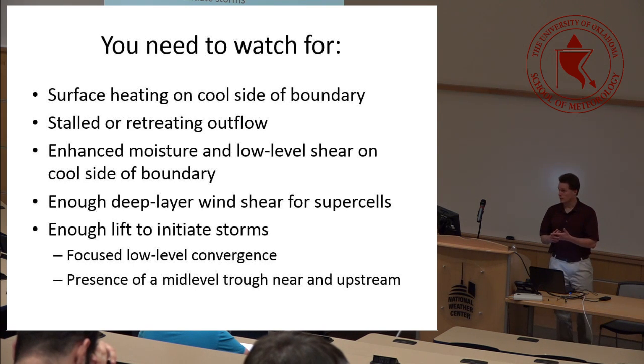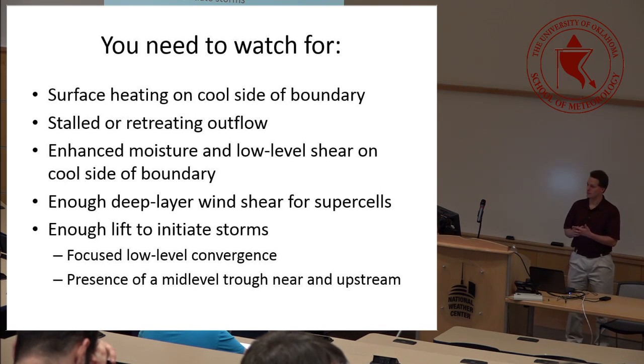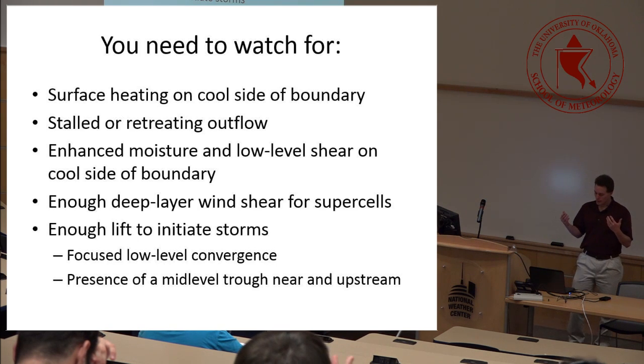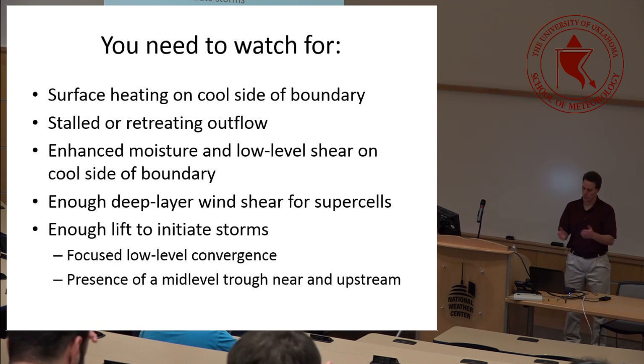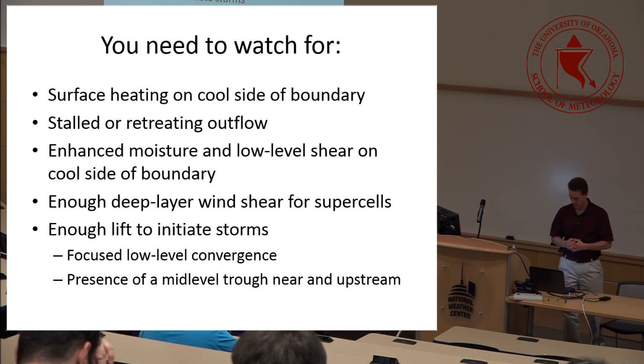strong surface heating on the cool side, because I could have shown thousands of terrible cases where the outflow is just racing off to the east or southeast and tearing everything up. You don't want to see it moving very fast because you want to keep storms in that zone where the shear and the moisture are enhanced the most. The further you go into the cool air, the more of a battle you're doing with weaker buoyancy.